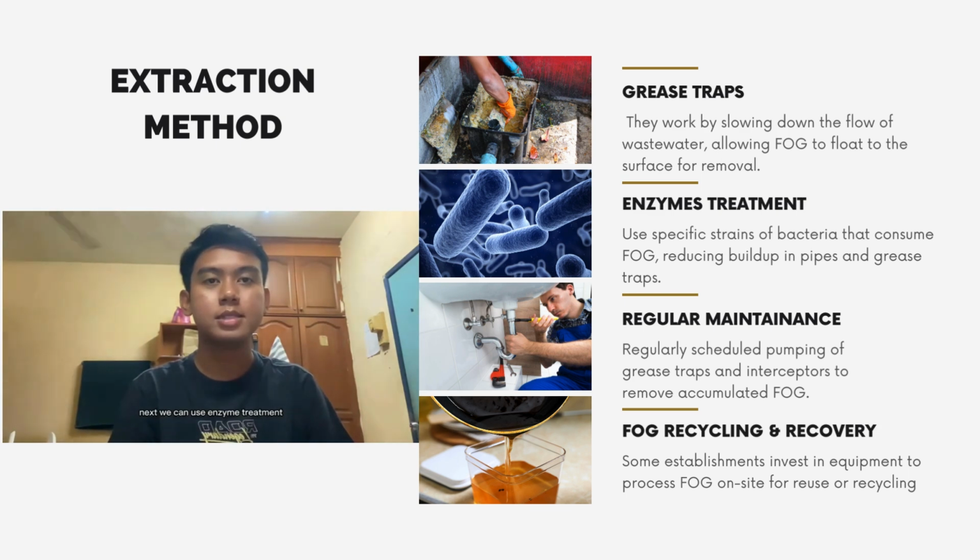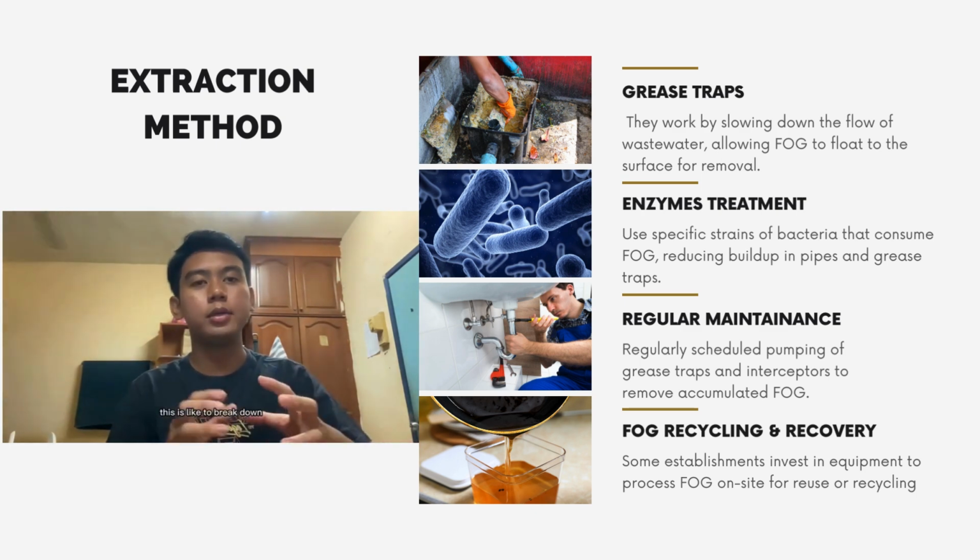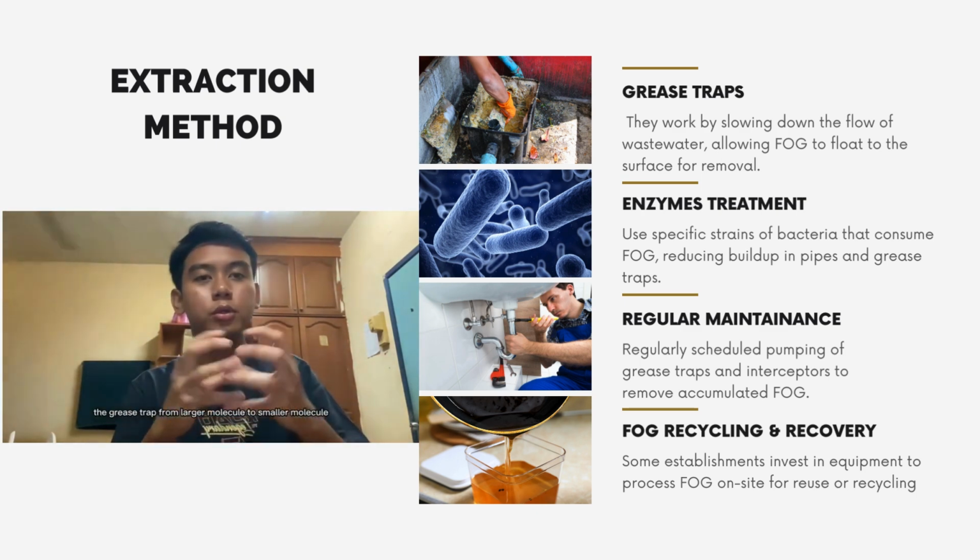Next, we can use enzyme treatment, such as enzyme additive, to break down FOG into smaller, more manageable molecules. However, this can sometimes push the problem downstream rather than solving it. That's why we prefer to use bacterial additive. This bacterial additive uses specific strains of bacteria to consume FOG, reducing buildup in pipes and grease traps. This breaks down the grease from larger molecules to smaller molecules.